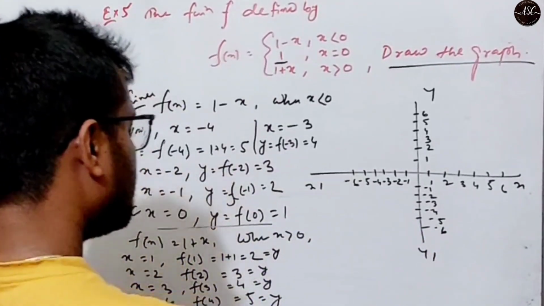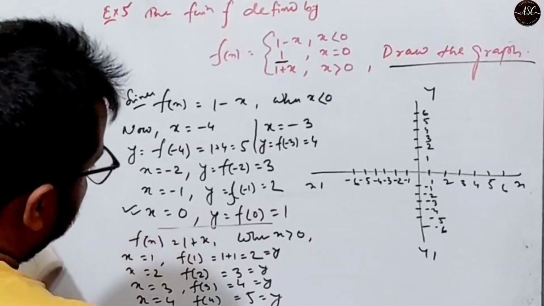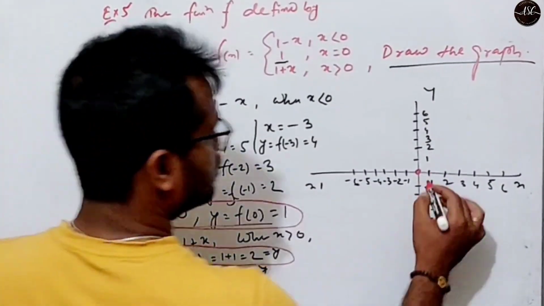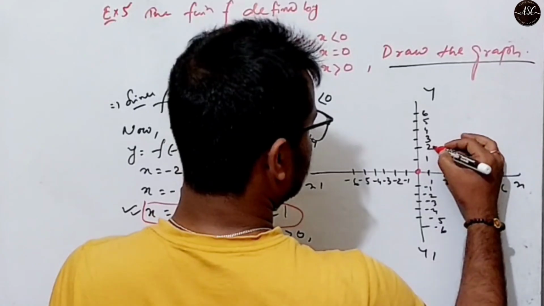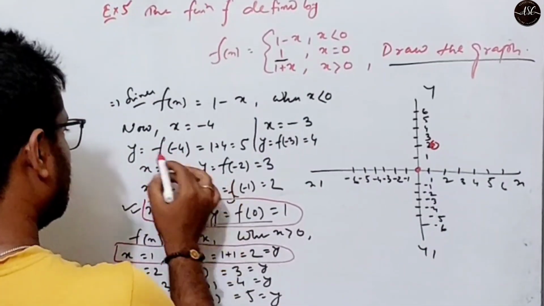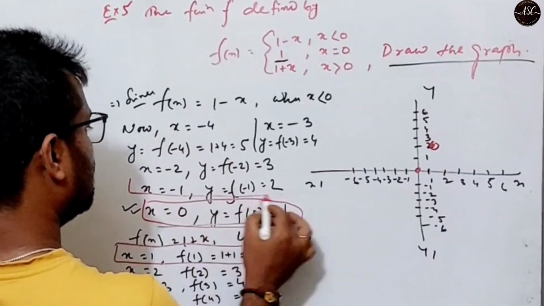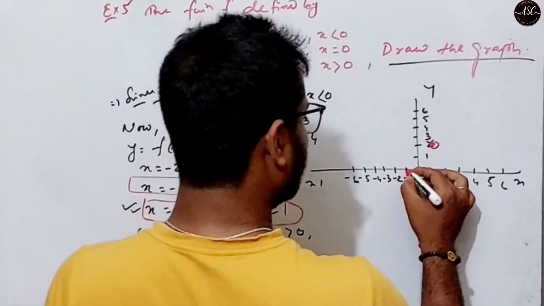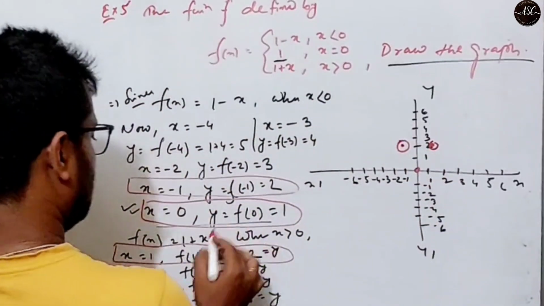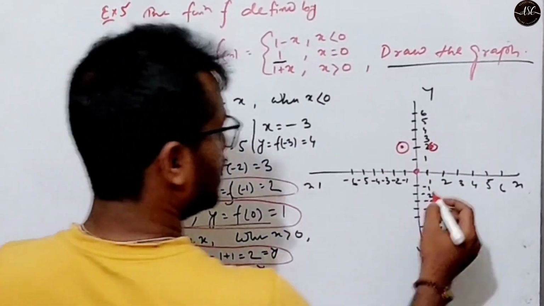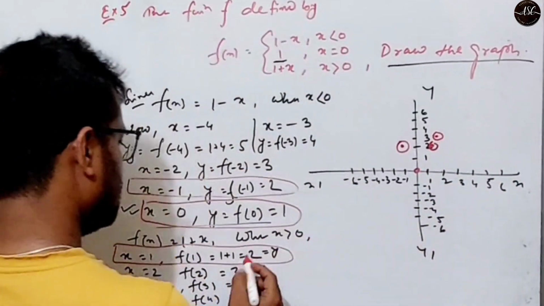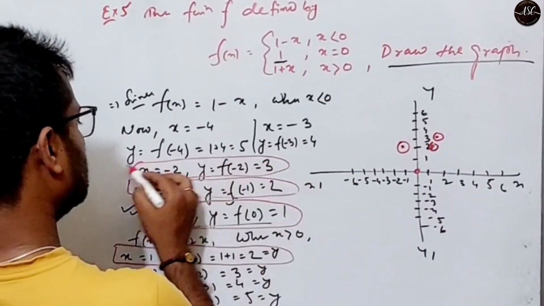Okay. Now putting this value, we first do x equal to 1, y equal to 2. That means this point. Now x equal to minus 1, y equal to 2. That means this point. X equal to 2, y equal to 3, this point. X equal to minus 2, y equal to 3.